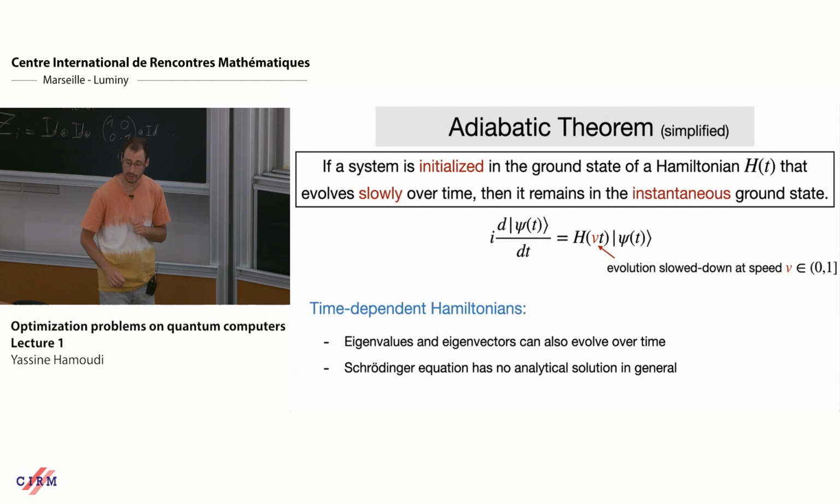Okay, so now this is a time-dependent Hamiltonian, which is an object which is more complicated to study. Like the eigenvalues and the eigenvectors will also evolve over time. And in general, the Schrödinger equation has no analytical solution. So it's more complicated to analyze than a time-independent Hamiltonian.